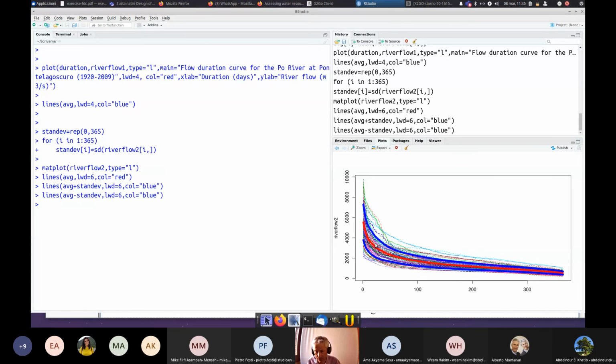You have all the curves, you have the average in red, and you have the two blue lines, which encompass 90% of the river flow for each duration. And this is the advantage of the second method, that you get an estimate of variability, which means uncertainty, which is extremely important.